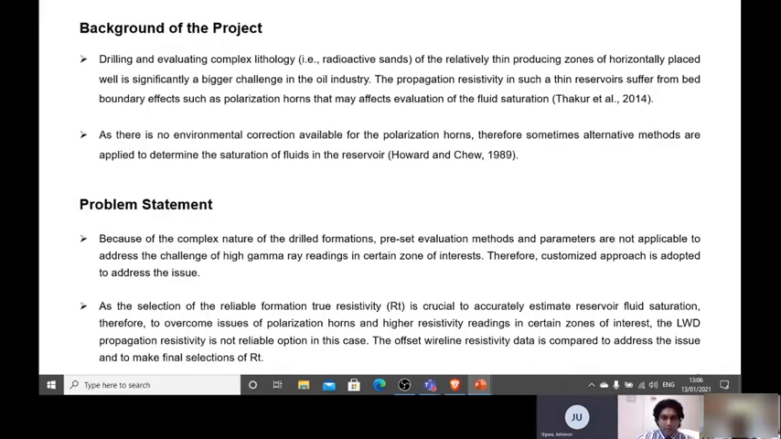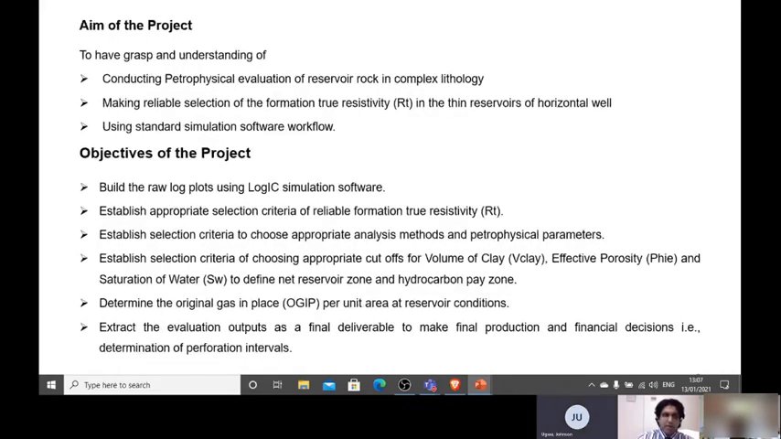Introduction. The background of project describes drilling and evaluation of complex nature of thin reservoir rocks using LWD tools. The first part of problem statement is selection of appropriate evaluation methods for complex radioactive sand sequence, whereas the second part discusses the selection of reliable true formation resistivity to overcome the issue of polarization horns.